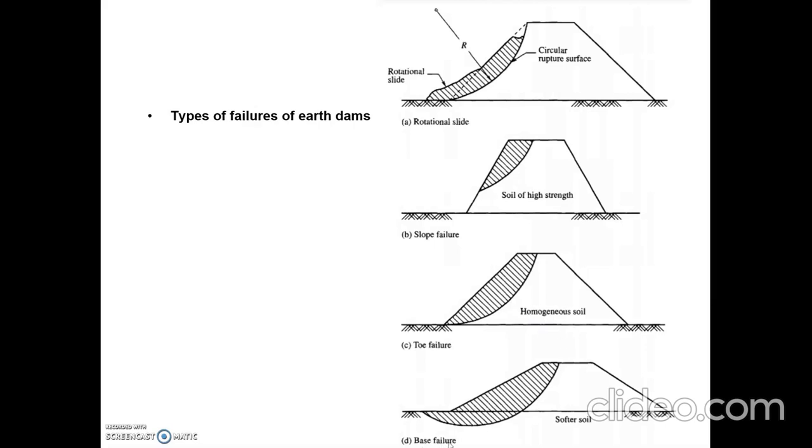Last is the base failure, and we can see here that the failure has taken place from top till the bottom, but it has extended into the ground. That is, the failure has gone beyond the general level of the ground surface, and this is observed in case of softer soil.